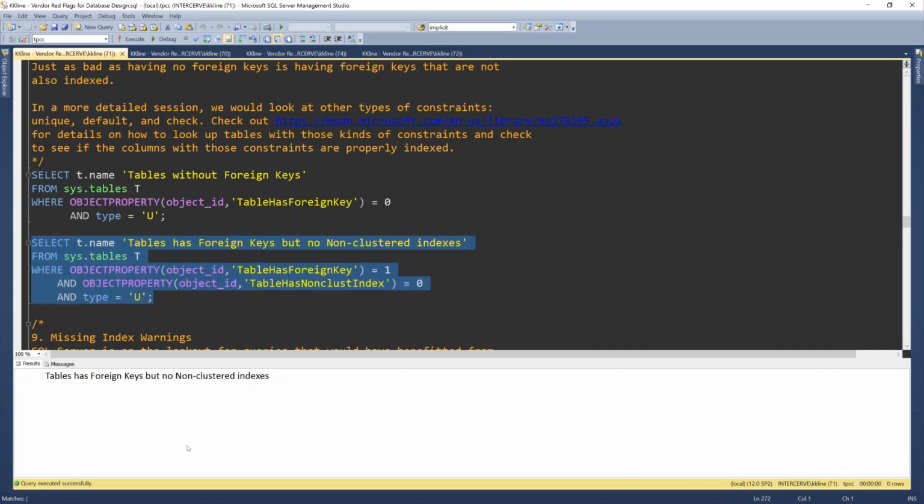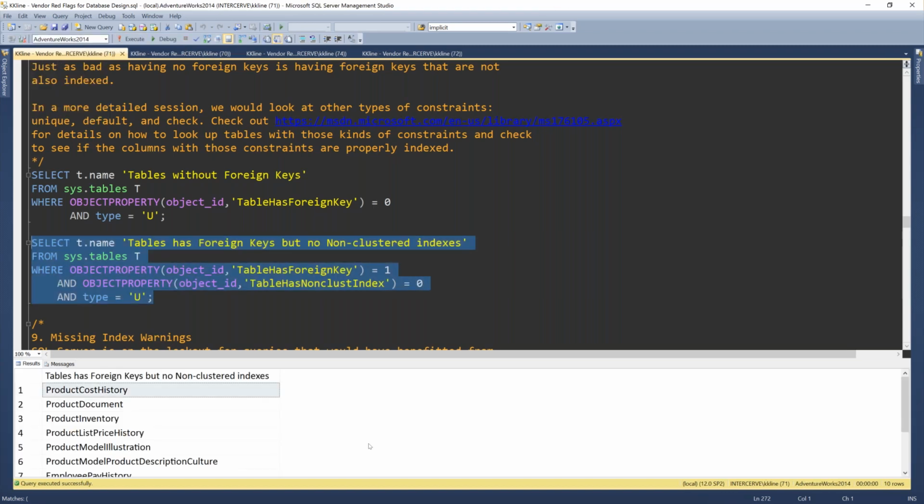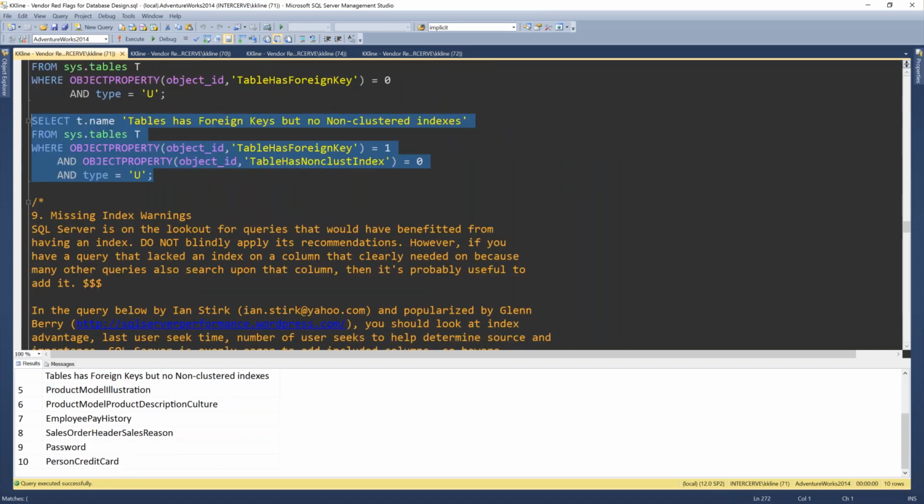Part of that is because other database platforms will automatically create an index by default when you create a foreign key. So that's one of the problems that you might see sometimes. Let's take a look in AdventureWorks and see if that's the case. We do have quite a few tables in AdventureWorks that have foreign keys but no index on that foreign key column. So that also tells me we're missing out on quite a lot of opportunities to have better performance.